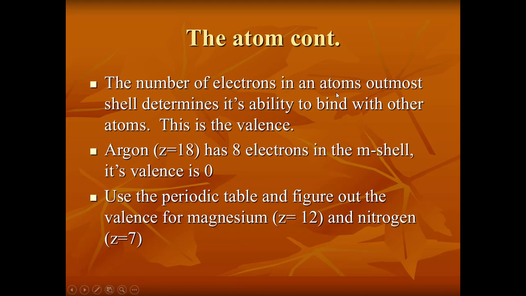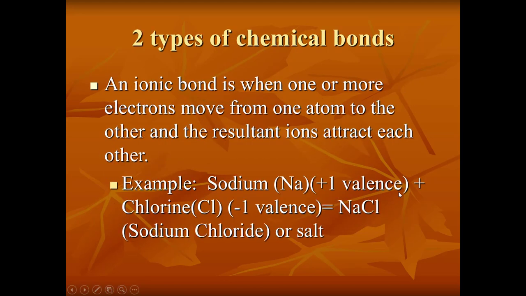The number of electrons in an atom's outermost shell determines its ability to bind with another. This is called the valence. So again, when you take a look at those elements that I've given you on the periodic table, take a look at what the valence number is. On your periodic table, just take a look, see if you can figure out on your own what magnesium's and nitrogen's valence numbers are. Your ionic bond is when one or more electrons move from one atom to the other, and that results in ions attracting. We see this with table salt.